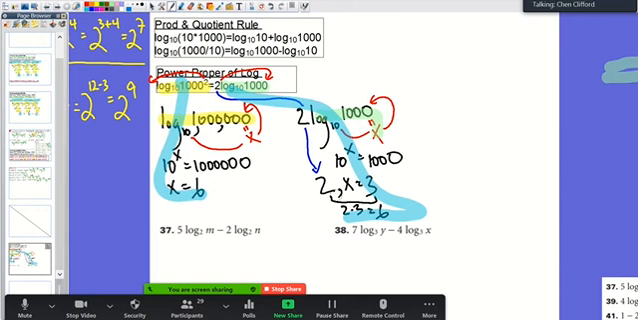Again, this is basically an explanation. The only thing you really need to understand moving forward is if you have an exponent here, you can move it to the front, to the left-hand side. If you have an exponent on the top right, you can move it to the left-hand side. If you have a coefficient here, you can move it to an exponent.